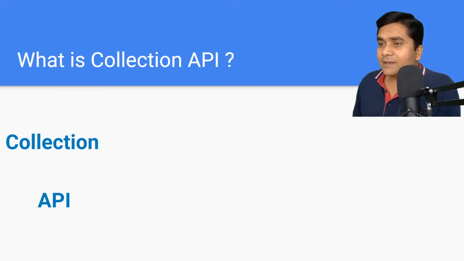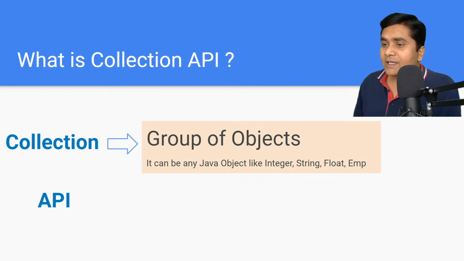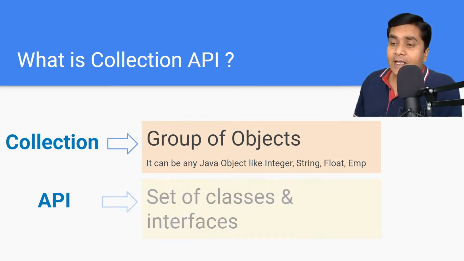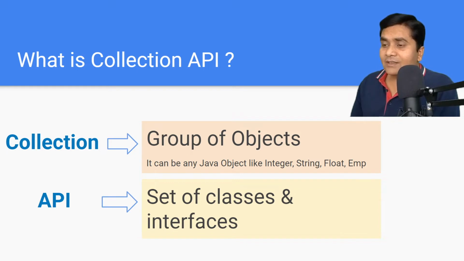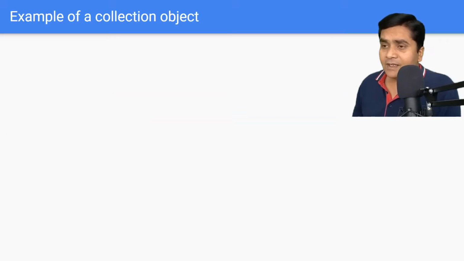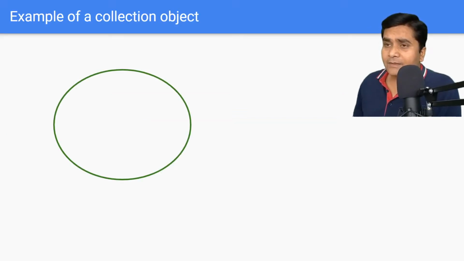Let me define the term collection and API first. Collection means a group of objects. It can be any Java object like integer, string, float, employee. And API means some set of classes and interfaces. So collection API is nothing but the standard implementation of the data structure, which contains different classes and interfaces, right? Let's come to a simple example of this collection object.